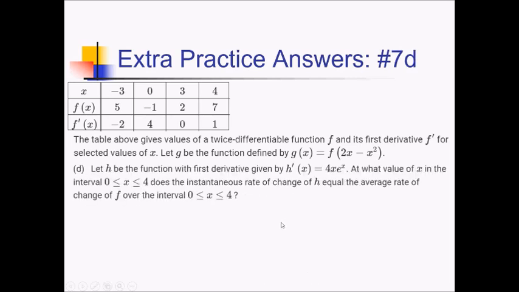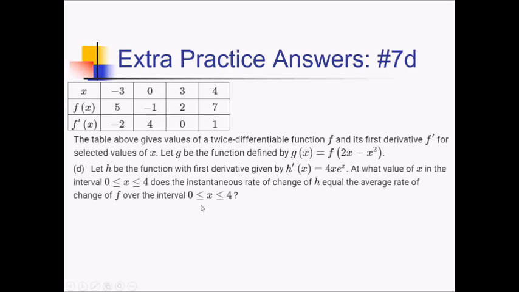For this last part, we're defining h all of a sudden as some function whose derivative is h prime equals 4x e to the x. We want to know what x value on the interval 0 to 4 makes the instantaneous rate of change of h, which is, by the way, modeled by this function here, equal the average rate of change of f over the interval from 0 to 4. So basically, we need to figure out where h prime of x equals whatever the AROC for f is.